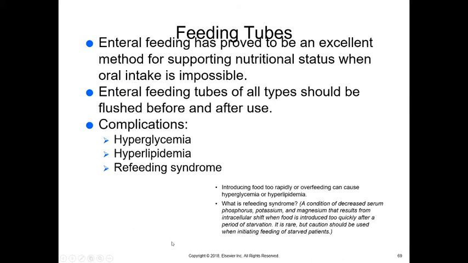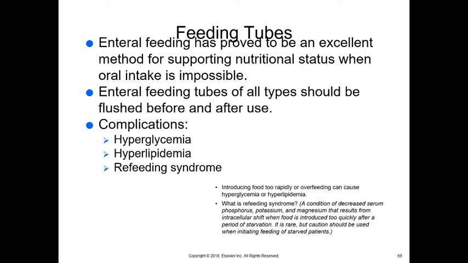So enteral feeding, anytime we place a feeding tube, is an excellent method for supporting nutritional status. When we have a sick pet, they actually need more nutrition, and often sick pets don't feel like eating. So getting a tube in as quickly as possible to make sure we're getting them extra nutrition can be really helpful. We have to be very careful when we're introducing food through these tubes because we can induce hyperglycemia, too much sugars, hyperlipidemia, which is too much fat.